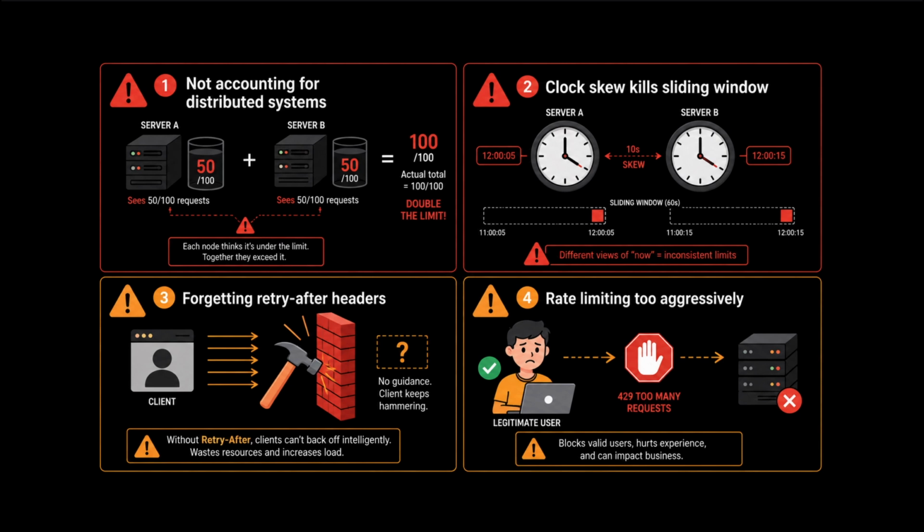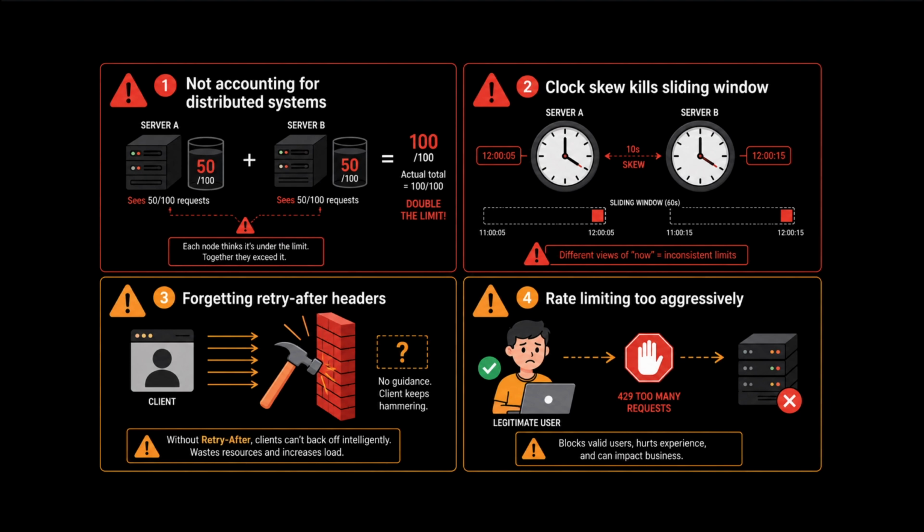Okay, now let's go a bit deeper because knowing the theory is one thing, and here's where people actually mess up. Number one, distributed systems. If you have 5 servers and each one tracks its own counter independently, your effective rate limit is 5 times what you think it is. You need a centralized store, and Redis is the classical answer for that.